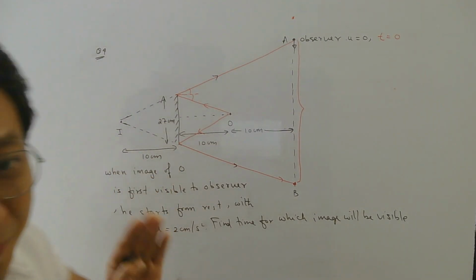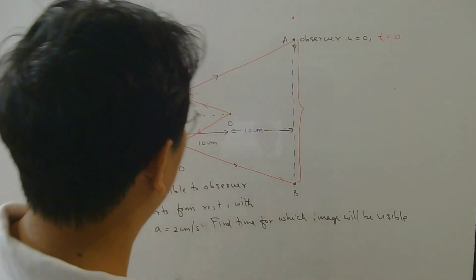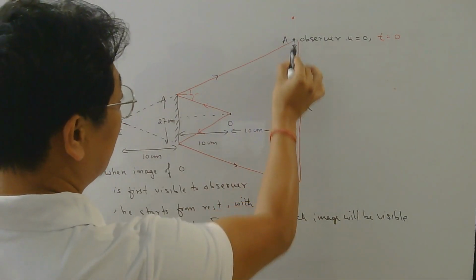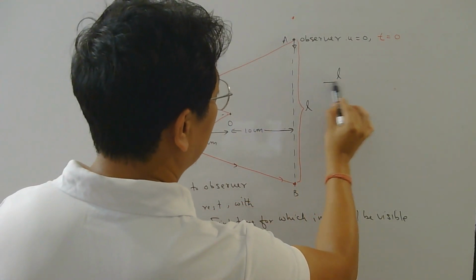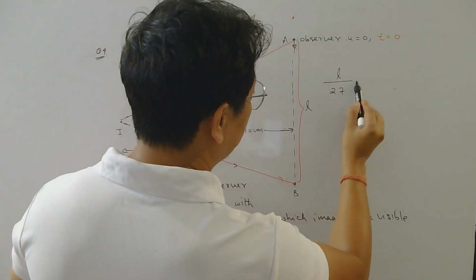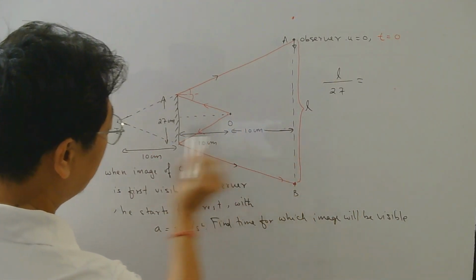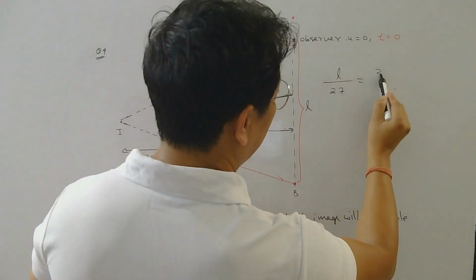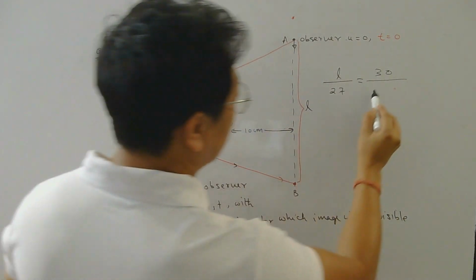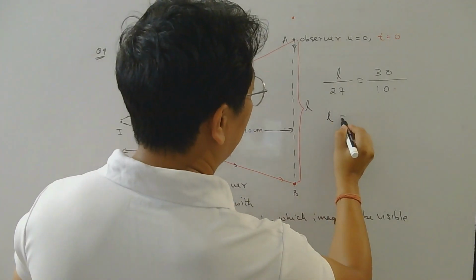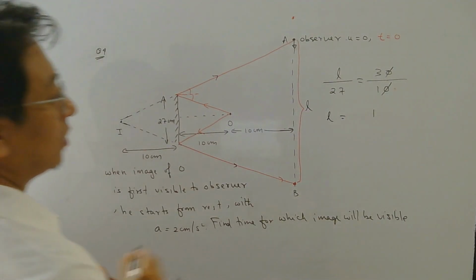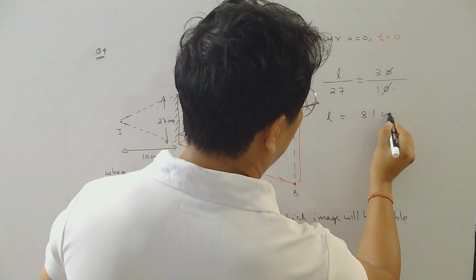So like in the previous question, we are going to use similar triangles. So let us say this is L. So this side of the big triangle divided by this side of the small triangle must be equal to this side of the big triangle, which is 30, divided by this side of the small triangle, which is 10. So L will be, 0 will cancel, 3 7s are 21, 2 carry, 3 2s are 6, 81 centimeter.